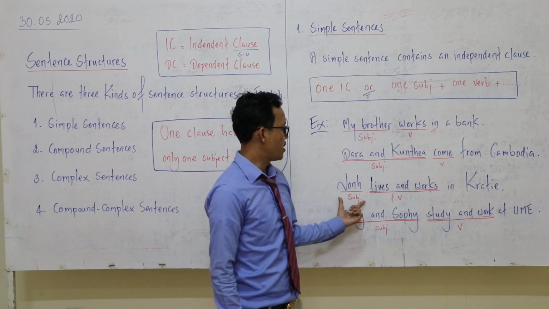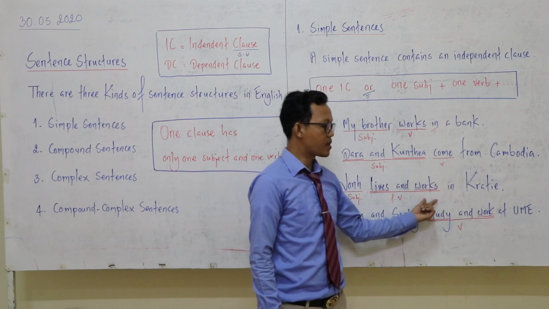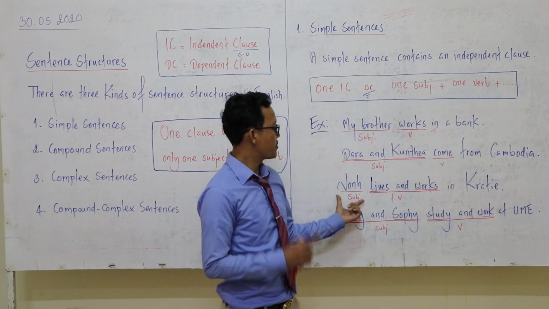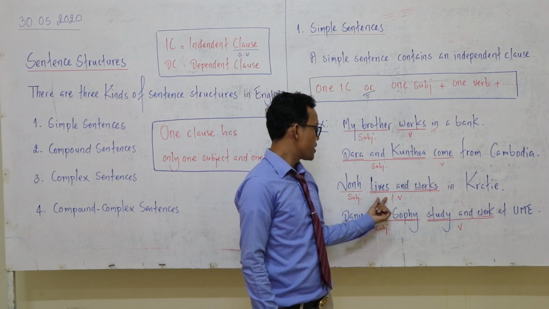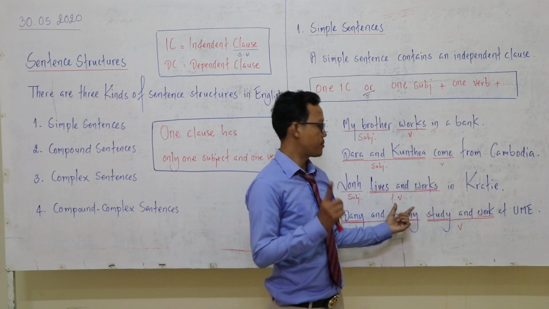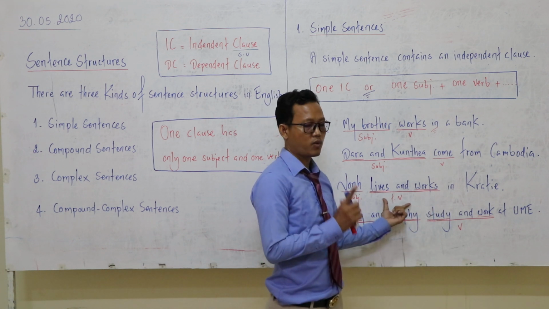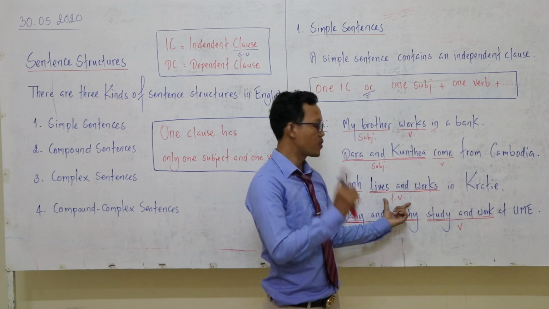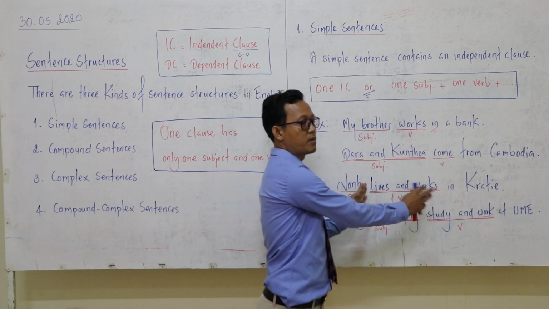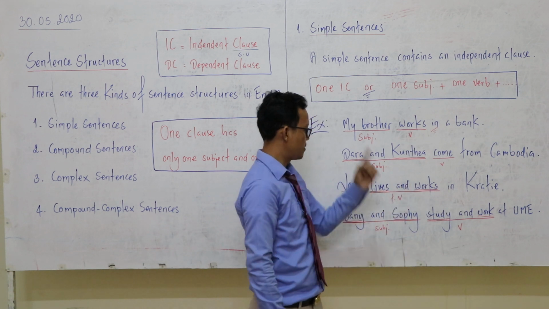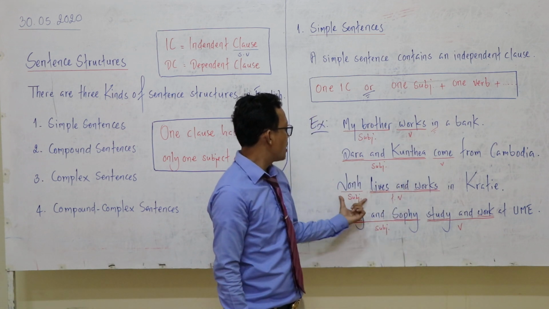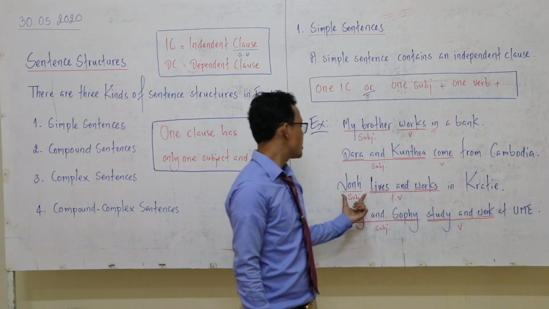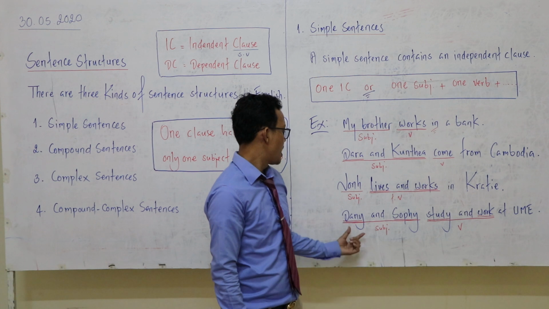Another one: John lives and works in Kratie. John, one subject. Lives and works, only one verb, a compound verb. A compound verb is also one verb, not 2 verbs, because one place. John lives and works in Kratie. One subject, one verb.